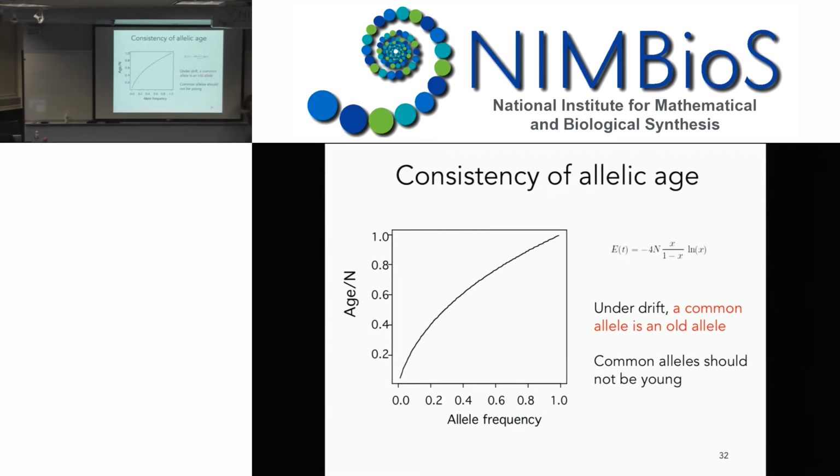Another category, again, this is an overview. We're going to go back and talk about these things all in detail. Another category of tests I talked about very briefly was allelic age tests. And basically, here's the expression that says, if I take my allele frequency x, what's the expected time? There's a huge sampling error on here, but the bottom line is that under drift, a common allele is an old allele. So common alleles should not be young alleles.